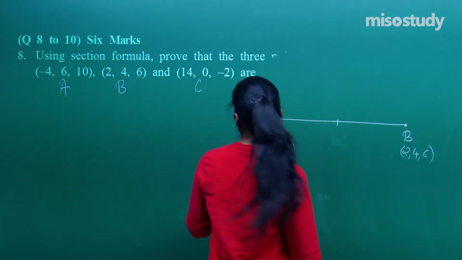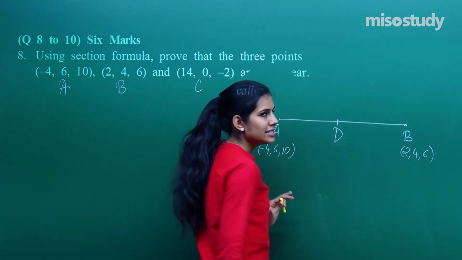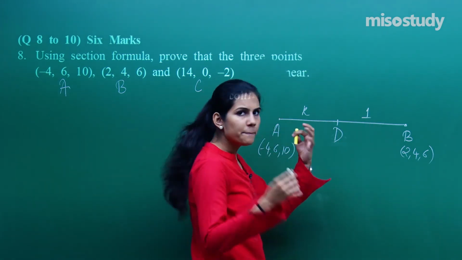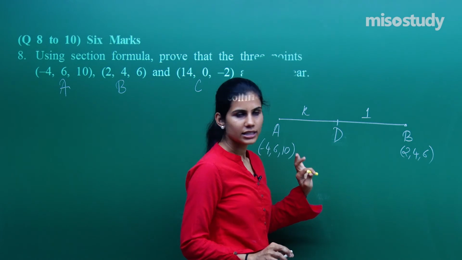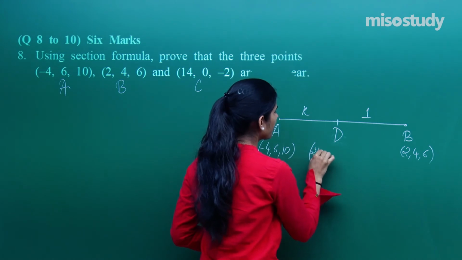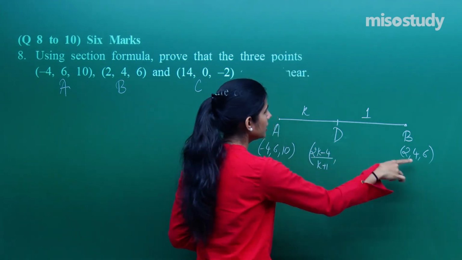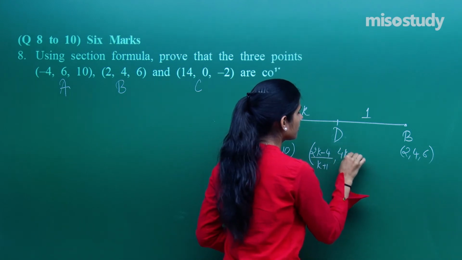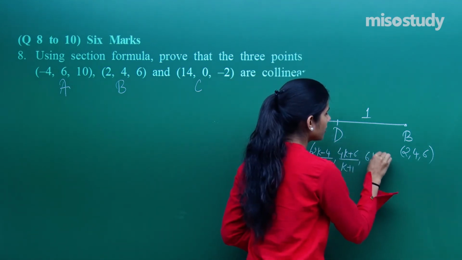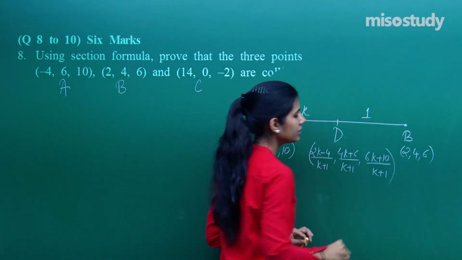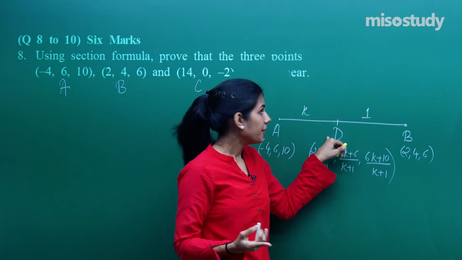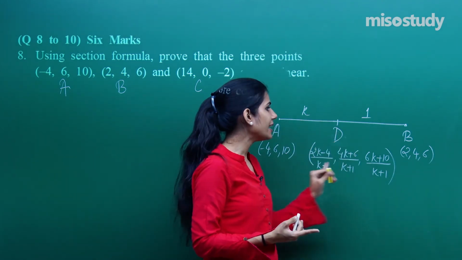So here I would say, suppose point D is there which is dividing segment AB in the ratio k:1. If some point D is there which is dividing AB segment in the ratio k:1, what are the coordinates of D? 2k minus 4 upon k plus 1, 4k plus 6 upon k plus 1, and 6k plus 10 upon k plus 1. If for some value of k, point D comes out to be equal to C, then that is the ratio in which point C would be dividing segment AB.